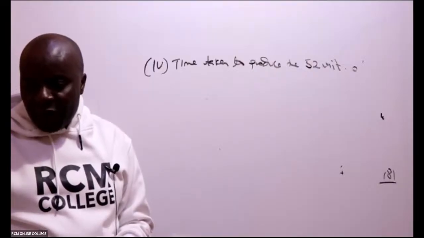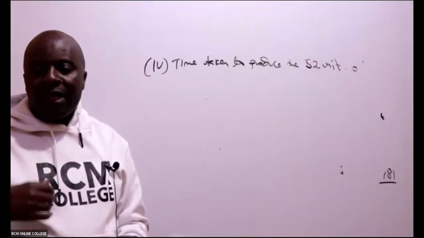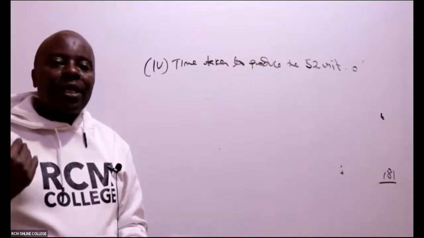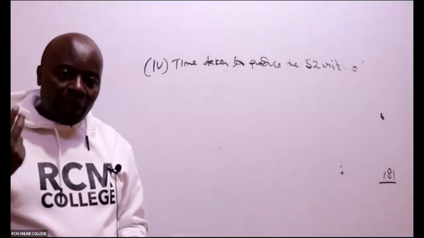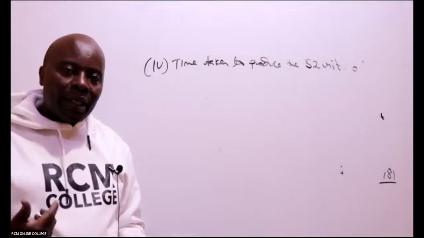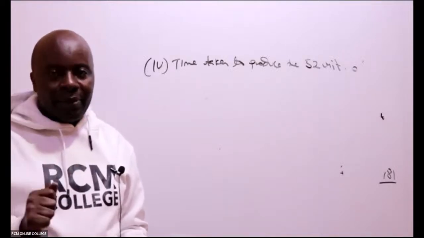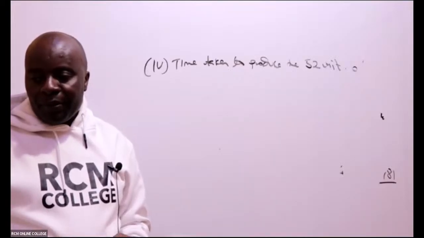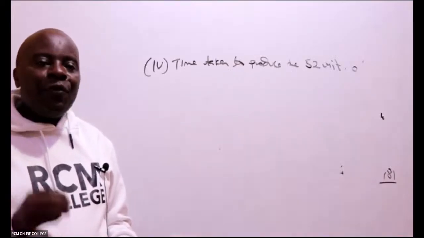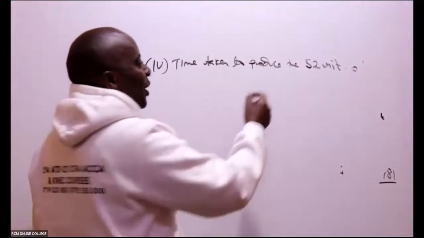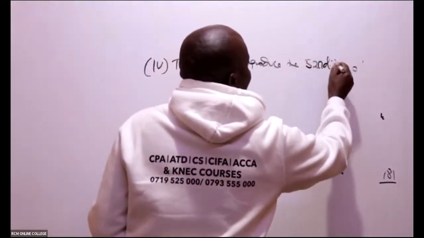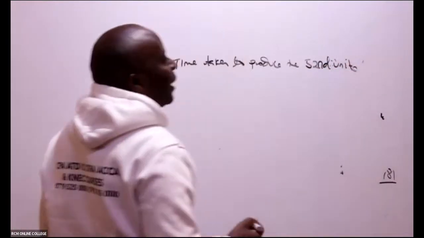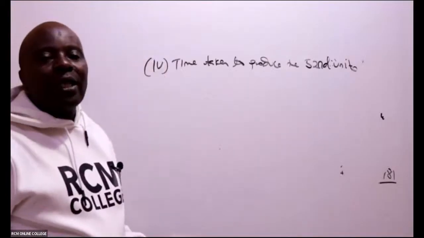Yeah, very, very good question. We shall be able to reach there. There are times the examiner doesn't give you R, the learning rate. How then do we calculate it? Using the doubling path principle. You're ahead of me just slightly. We shall reach there. So, time taken to produce the 52nd unit.